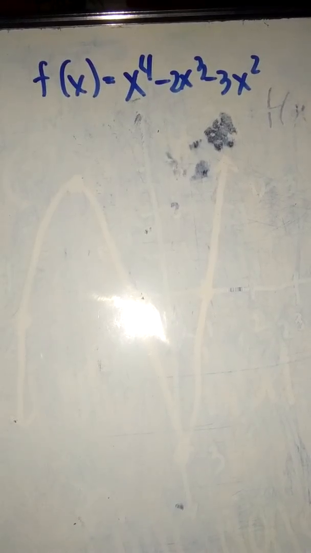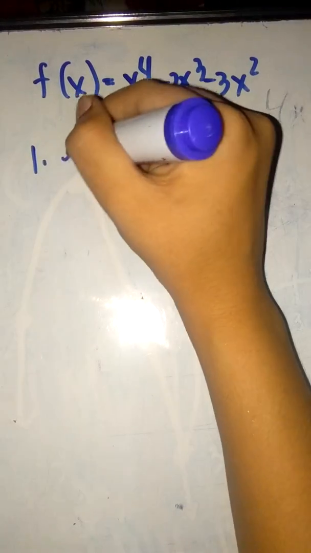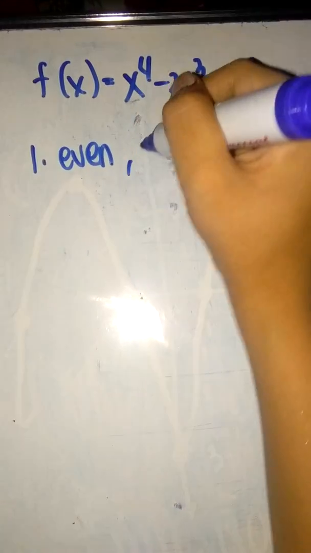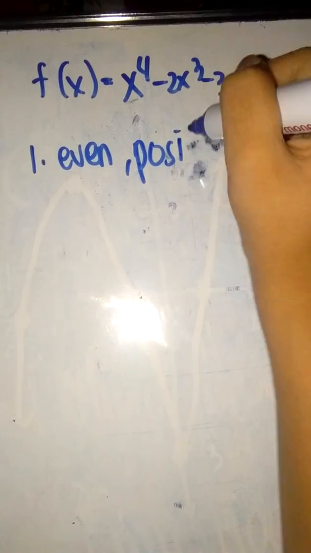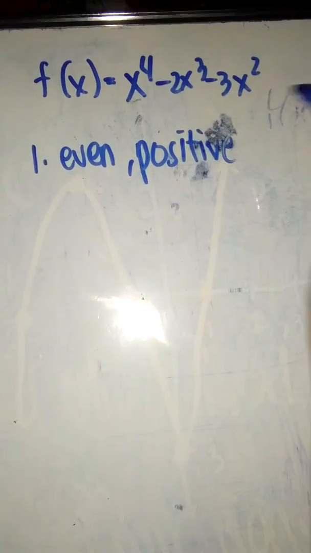Another example is to graph the function x to the fourth minus 2x cubed minus 3x squared. So our first step is to determine the behavior of our graph. Since our degree is even and the leading coefficient is positive, the graph rises on both sides.